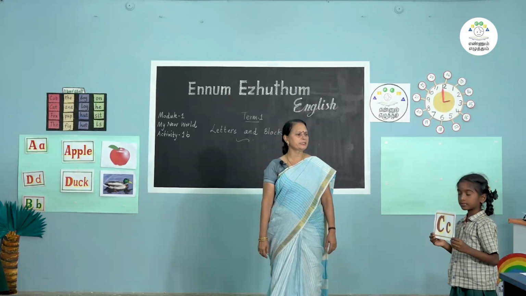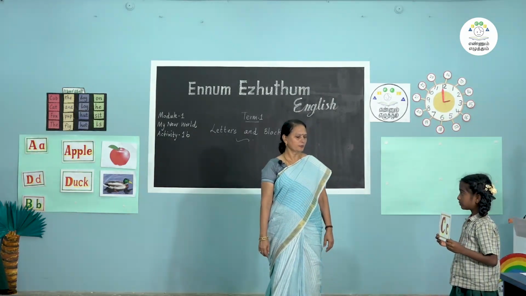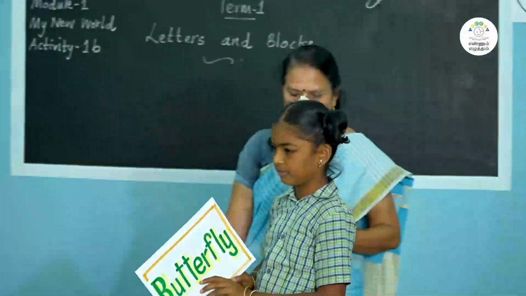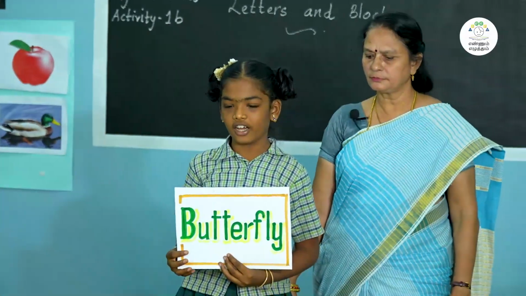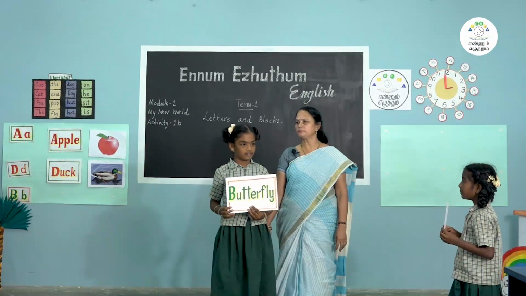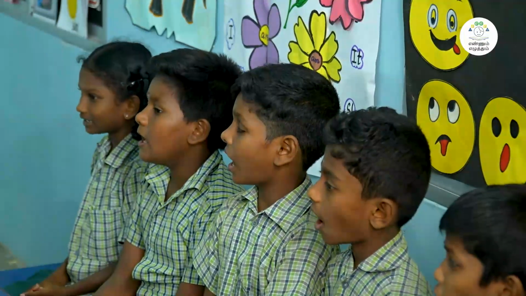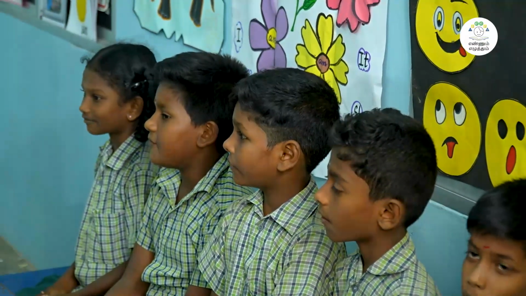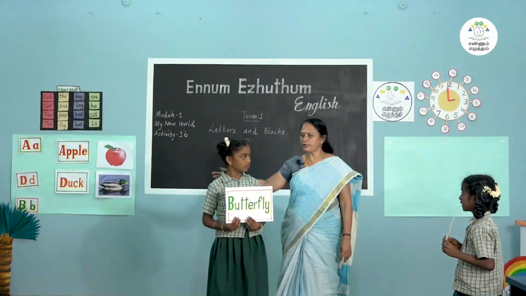Who has the word related to the letter B? Come. Spell the word. B-U-T-T-E-R-F-L-Y, butterfly. All of you repeat. B-U-T-T-E-R-F-L-Y, butterfly. Very good. Go and fix it.